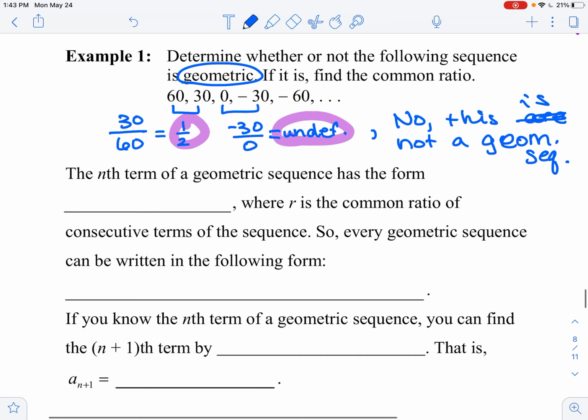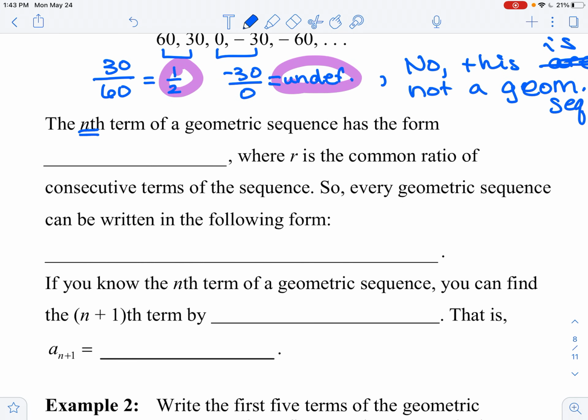Okay, let's jump into the next one, the nth term. We don't know what the nth term is, but some term of a geometric sequence has this form. To find any term, a sub n equals the first term times the common ratio to the n minus 1 power. Remember that n is the number of the term you're looking at. r is the common ratio of the consecutive terms of the sequence.